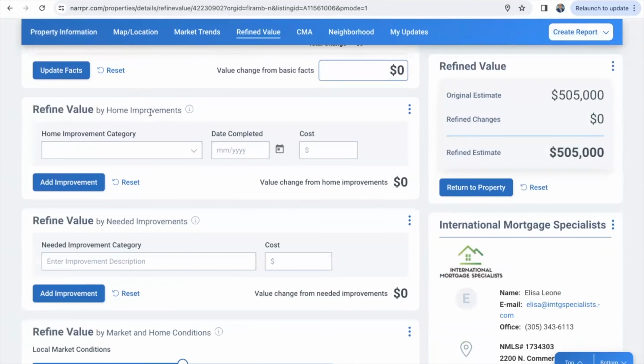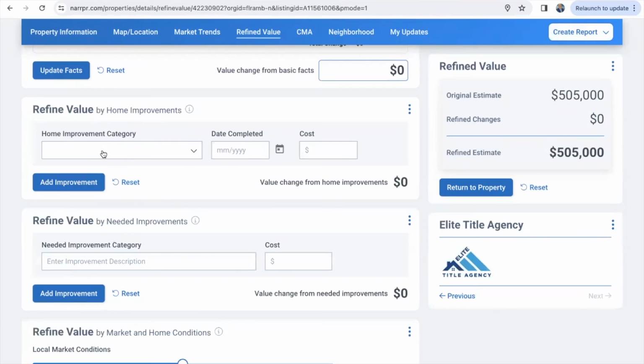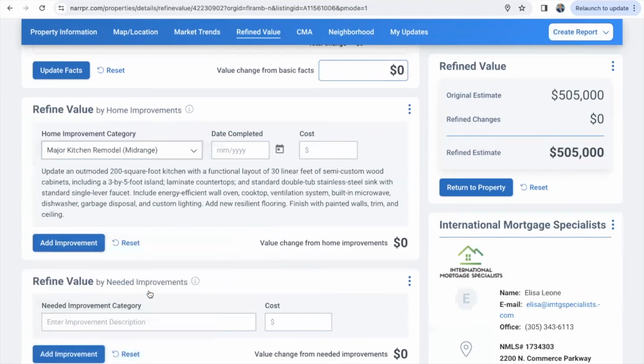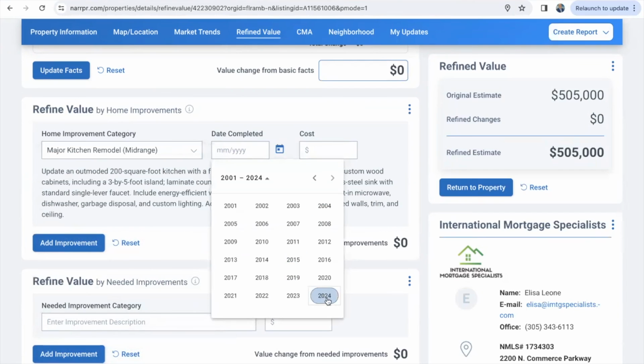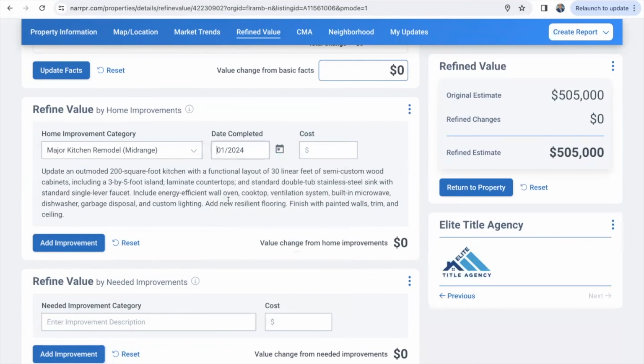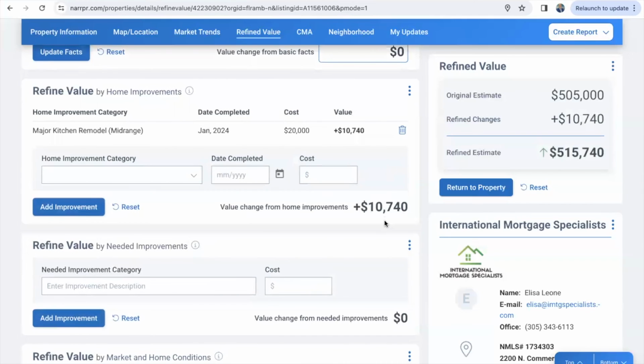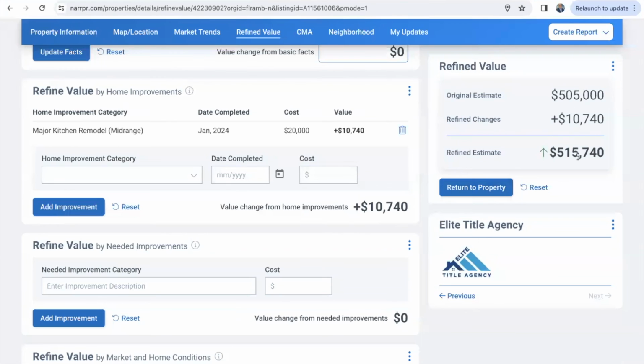So let's say you're looking at a home, and it says here we're going to remodel the kitchen, major kitchen remodel, mid-range. This is not a high-end property, so mid-range. Let's say it was completed in January 2024, and we spent $20,000 remodeling the kitchen. That's going to add an additional 10,740 on top of the value of the home. So from 505 we went up to 515.